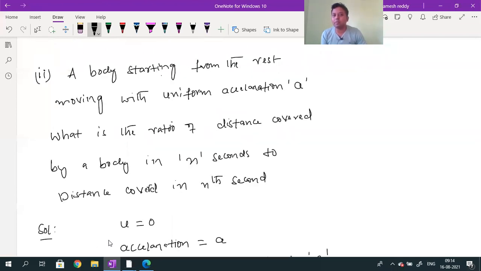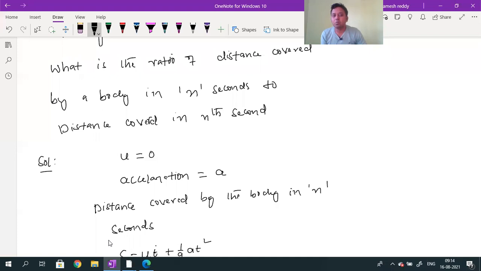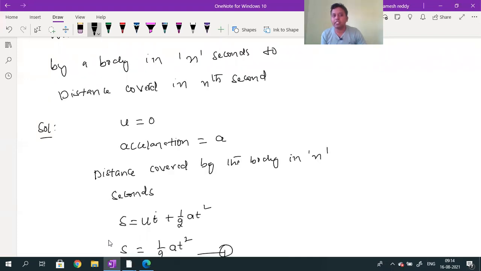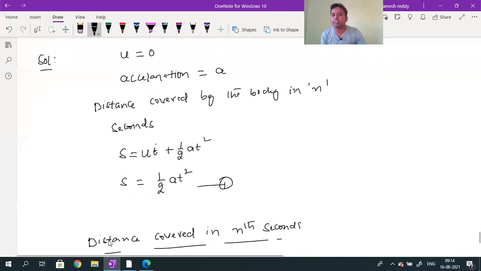A body started from rest, moving with a uniform acceleration. What is the ratio of the distance covered by the body in n seconds to the distance covered by the body in the nth second? The body started from rest, so initial velocity is 0. Acceleration is uniform, a constant a. Distance covered by the body in n seconds, formula: S is equal to ut plus half at square.